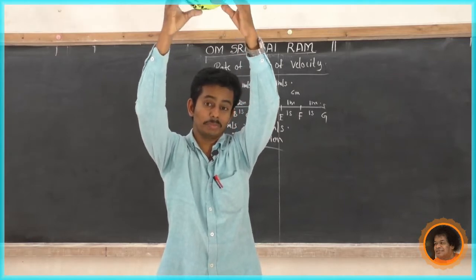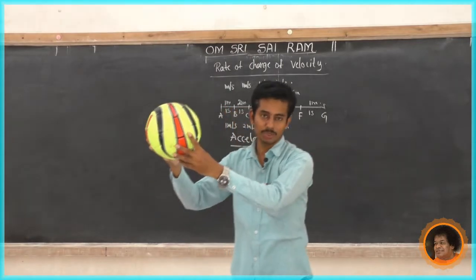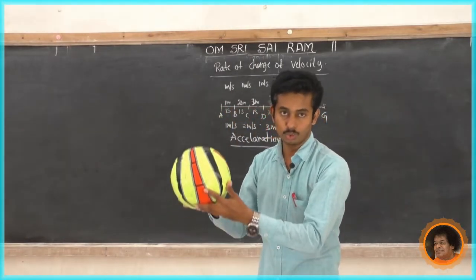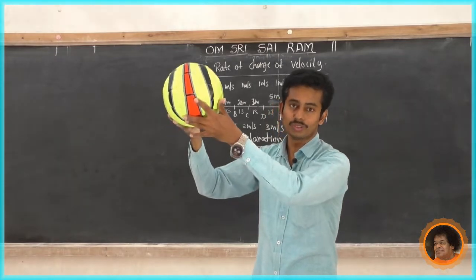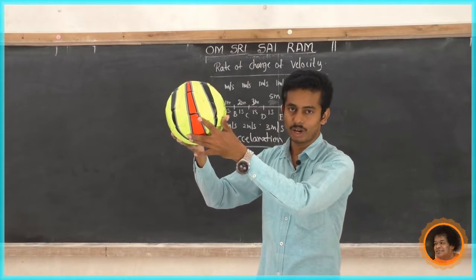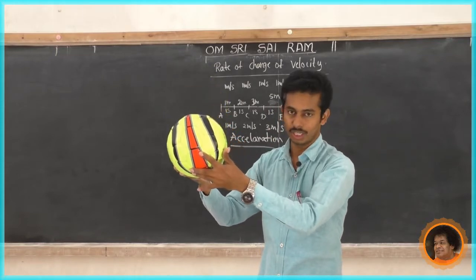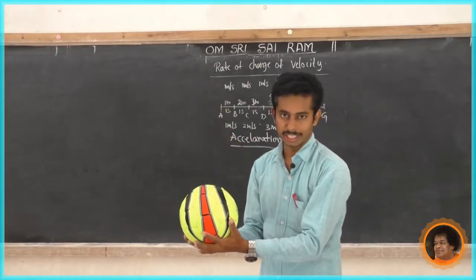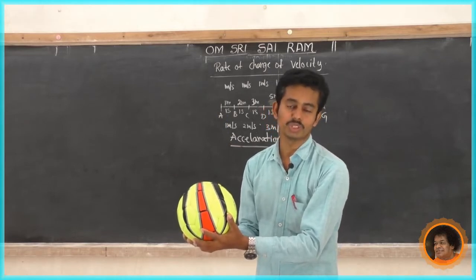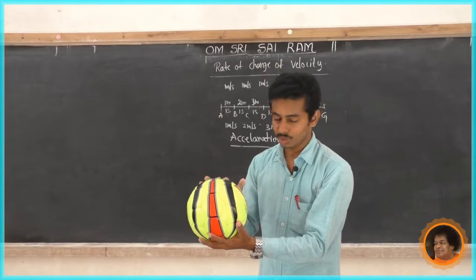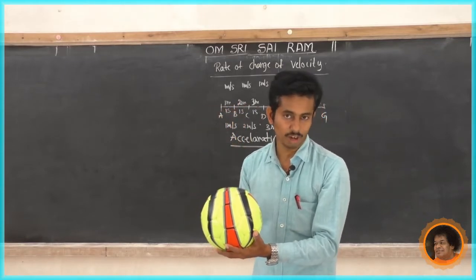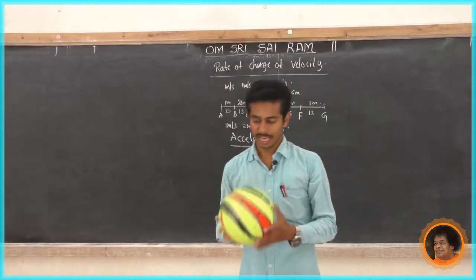At one instant it becomes 0. So 0, 1, 2, 3, 2, 1, 0. After that, once again the velocity is increasing: 1, 2, 3, and when I catch the ball, its velocity becomes 0 once again. So this is also acceleration. The rate of change of velocity is called acceleration.